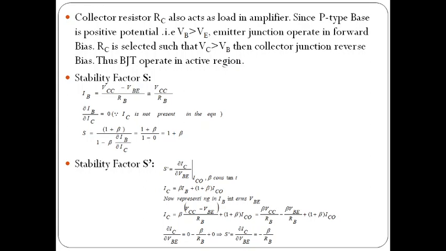So IC equals beta IB plus 1 plus beta ICO. We need to write the IB value in terms of VB. So in the procedure, we need to write the IC equation in terms of VB. So we can replace the IB value with VB. How can we write it? IB equals VCC minus VB by RB. So IC equals beta VCC by RB minus beta VB by RB plus 1 plus beta ICO. Now we can differentiate with respect to VB, then dou IC by dou VB equals minus beta by RB. This is the stability factor S dash in the fixed bias or base bias.